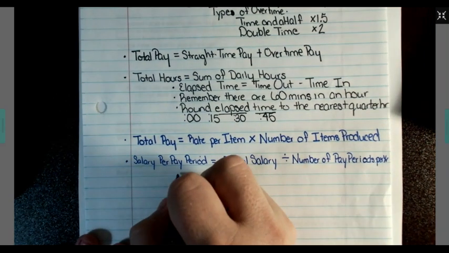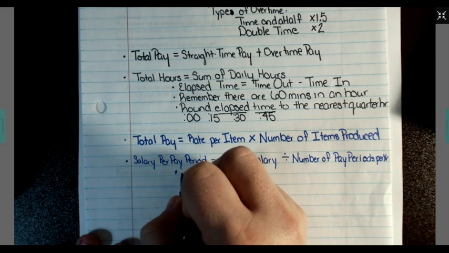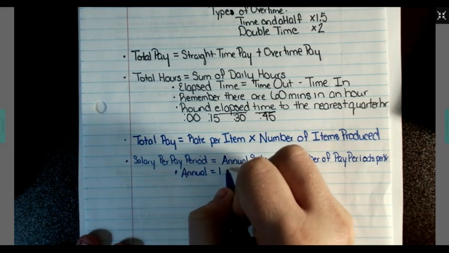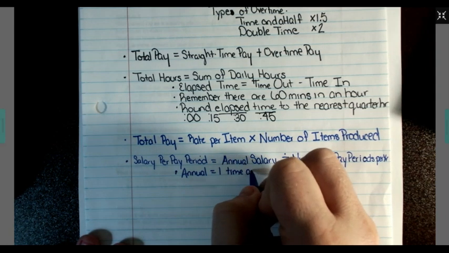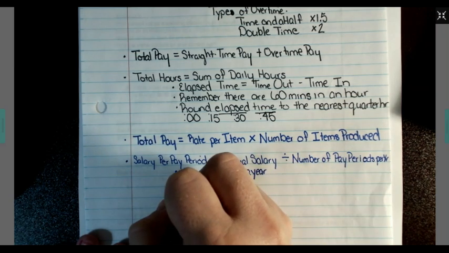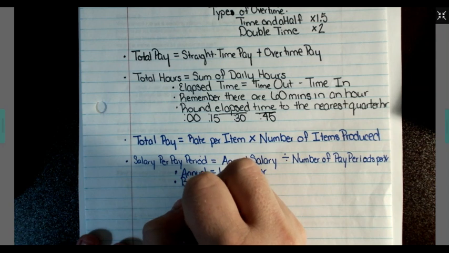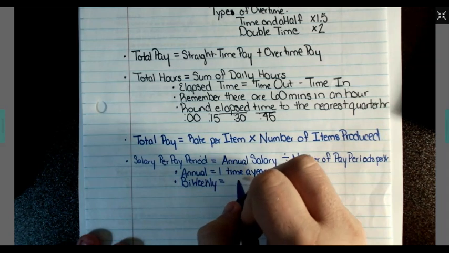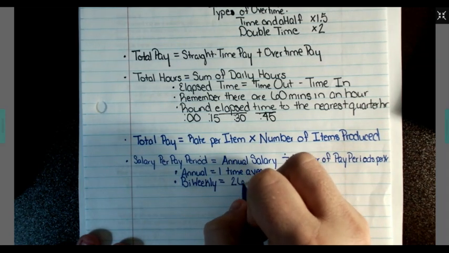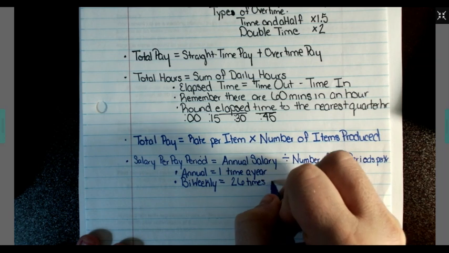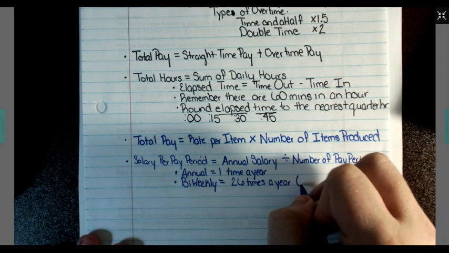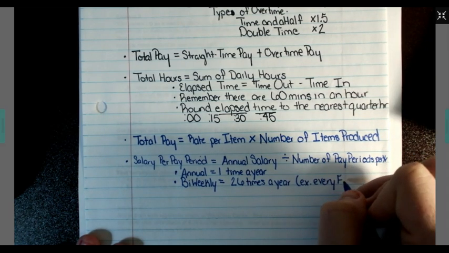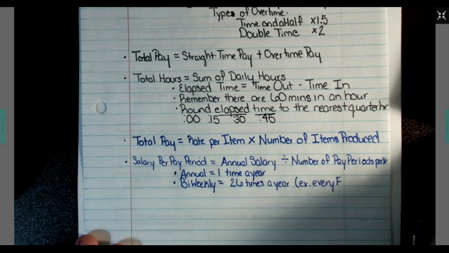Then we've got a couple of notes here. Note number 1, annual, one time a year. Biweekly, 26 times a year. For example, every Friday. Oh, I should have said, sorry. Should be every other Friday.